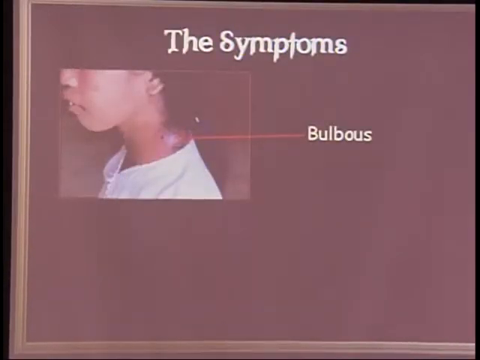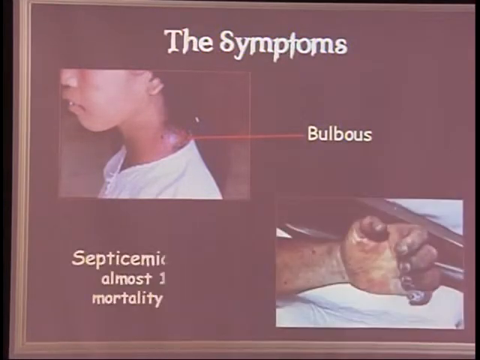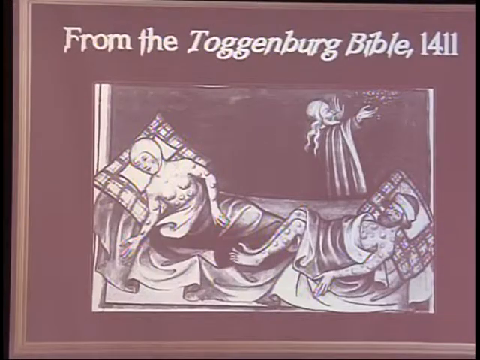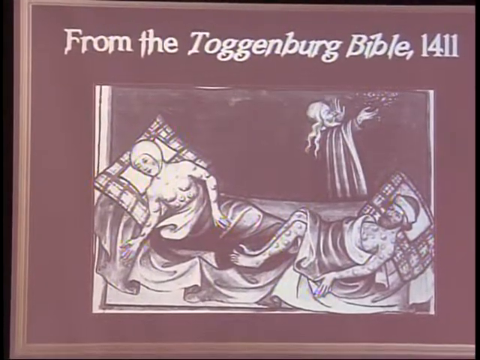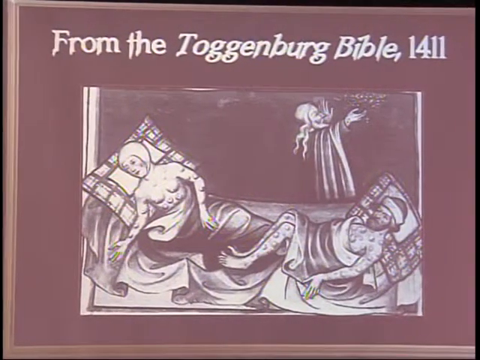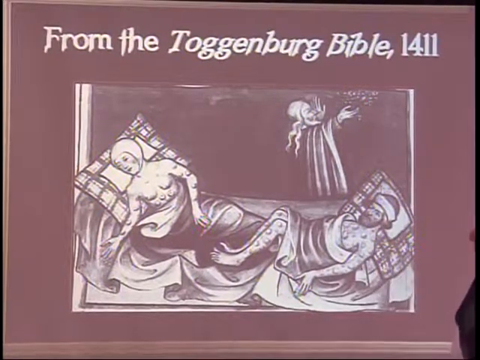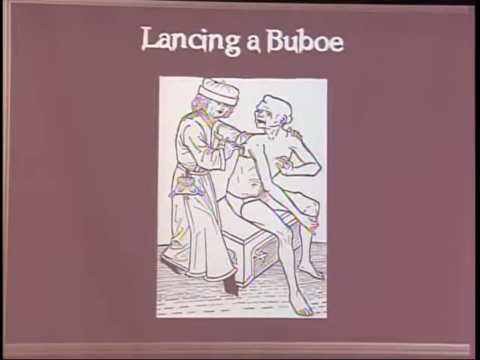The symptoms. If you had the plague, you would get these bulbous swellings that would show up on your lymph nodes, sometimes in the neck, the armpits, or the groin area. And the septicemic form had almost a 100% mortality rate. If you got this type of the plague, things were not looking too well for you. This is a picture of people from the Toggenburg Bible in 1411, just showing the different sores you would get all over your body and the several days before you would die from the disease.